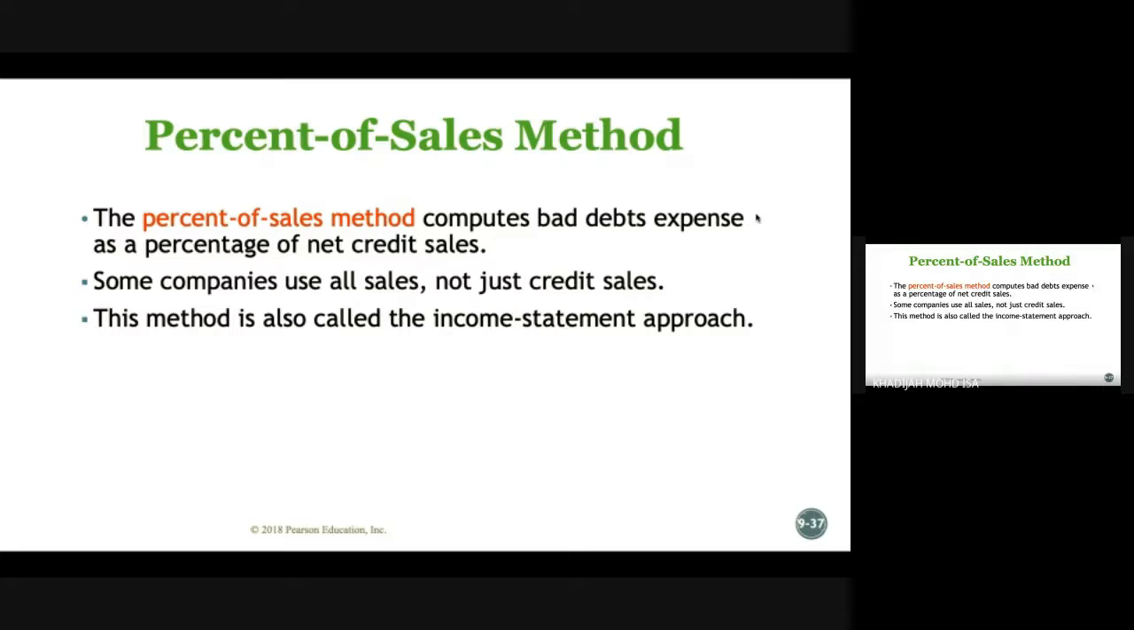So percentage of sales means that you just compute your bad debt expense as a percentage of your net credit sales. Some companies use all sales, not just credit sales. Remember, there are two types of sales: cash sales and credit sales. It depends on the company's policy whether they want to base it on credit sales only or on total sales, which is cash plus credit sales. This method is also called the income statement approach.